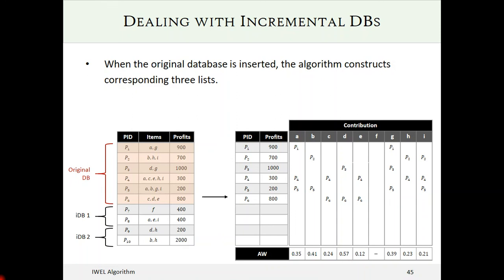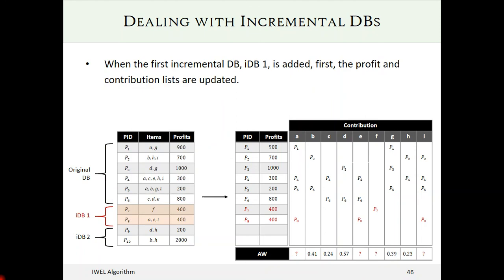The algorithm first gets the original database. When the original database is added, the algorithm constructs corresponding tree lists for all products of it as follows. Now suppose that the request of the user after inserting the original database is an insertion of a new database, meaning the second database IDB1. When the first incremental database IDB1 is added, first the profit and contribution lists are updated. Actually, 2 new items are added to the profit list, and the contribution of the items existing in new products will be updated too.